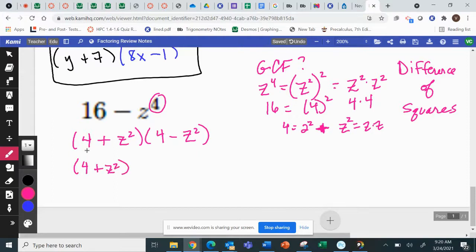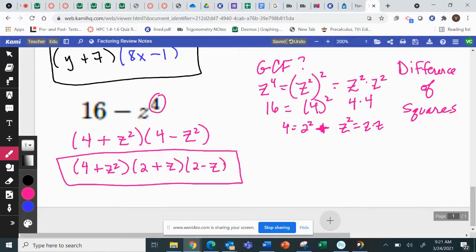The second parenthesis is a difference of squares. So this one I will factor to be 2 plus z and 2 minus z. So this one has 3 separate factors when we're done.